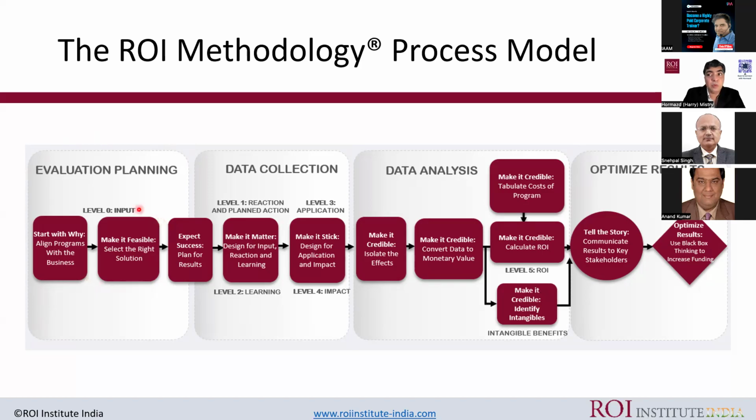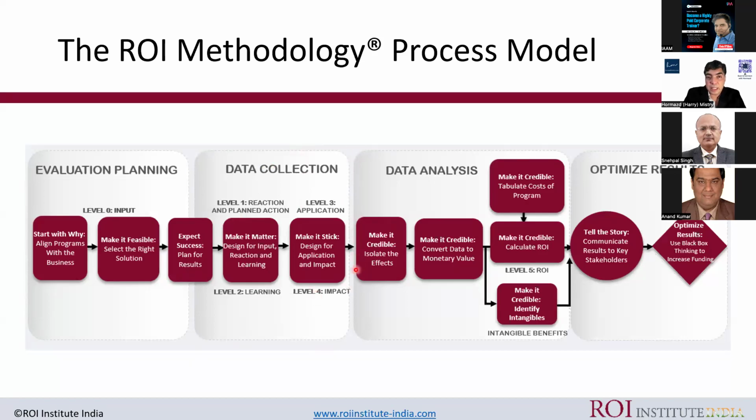Okay? We then move on to step 2, where we select the right solution. Okay? And then we go on to planning for results, where we expect success with what we are delivering. And as we start expecting success, we start planning how we are going to collect all of this data. And you'll notice that plan for results is right in the middle of stage 1 and stage 2. That's because this does not end the moment we have identified the right solution. It's an ongoing process that continues as we keep collecting data for the various different levels.